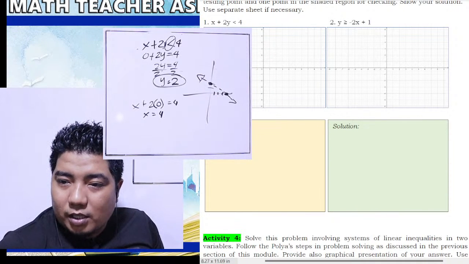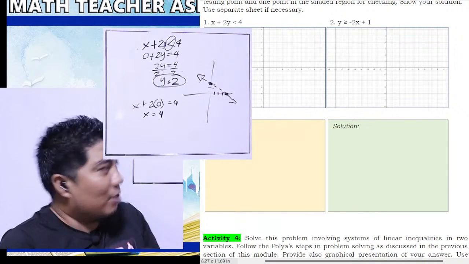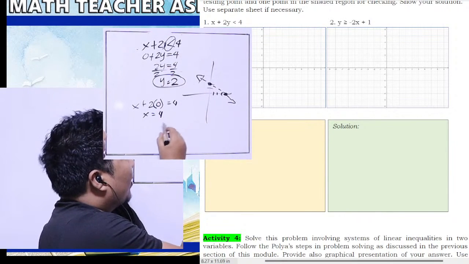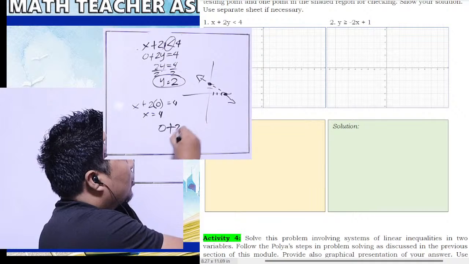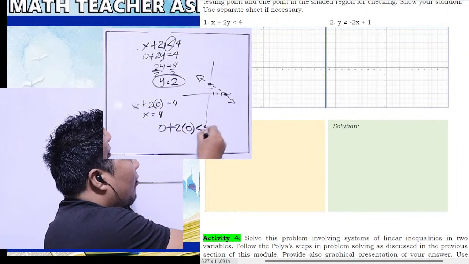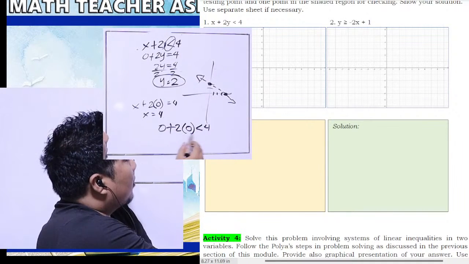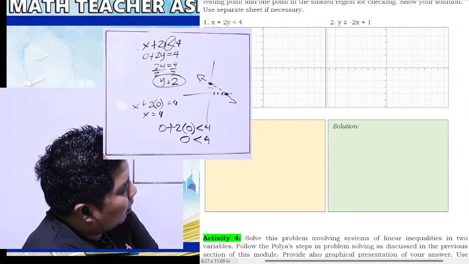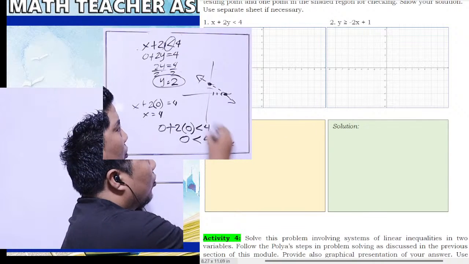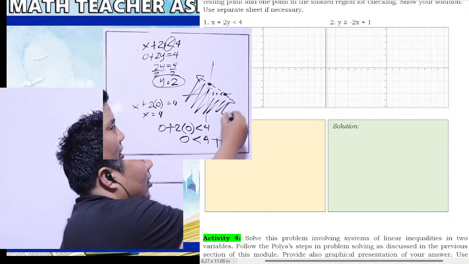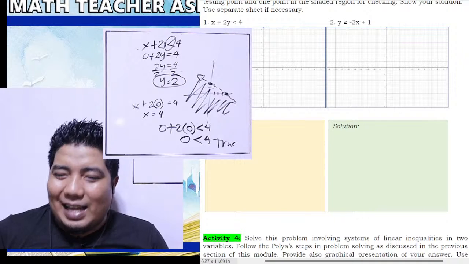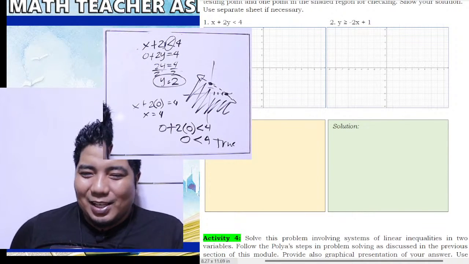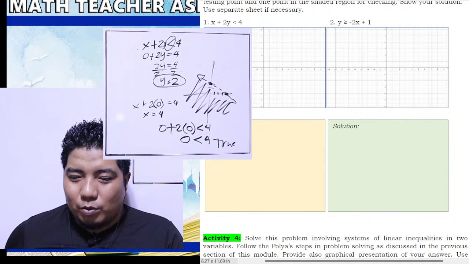Now, the question is, saan ang shade? Okay. Saan tayo mag-shade? So, our 0, 0 is here, right? So, you can try to satisfy. So, this will become 0 plus 2 times 0 is less than 4. So, 0 plus 2 times 0, that is 0, is less than 4. Is 0 less than 4? Yes, that is true. So therefore, we will shade this region. Ganon lang kadali, my dear math learners. Alright. Okay? So hopefully you have learned how to do this one.